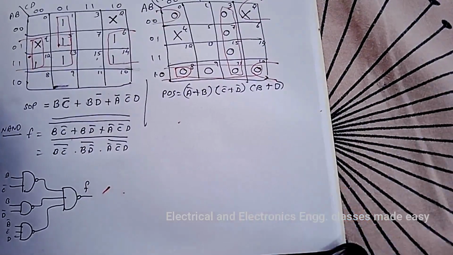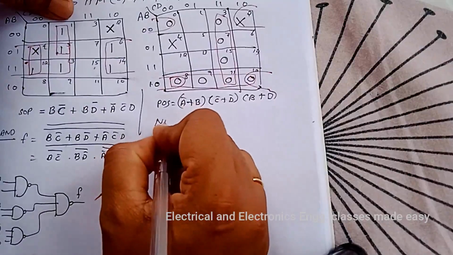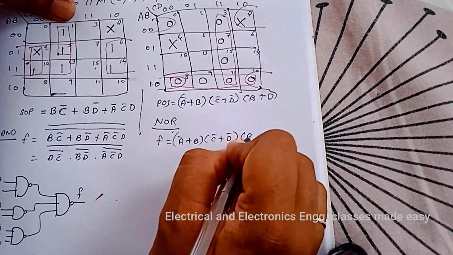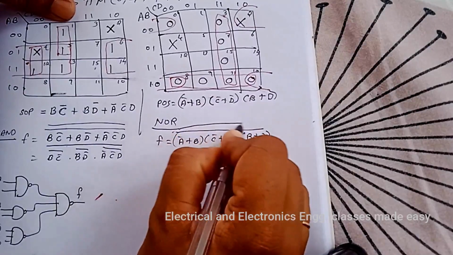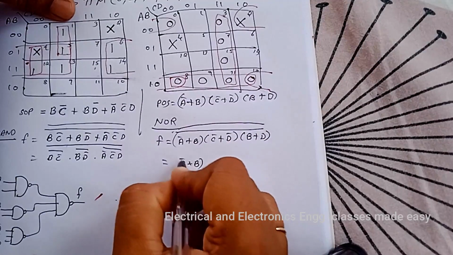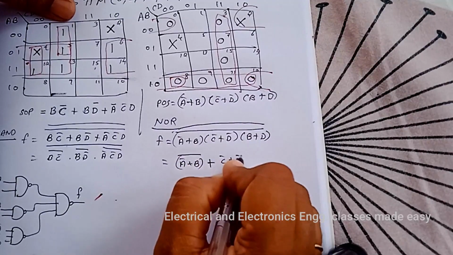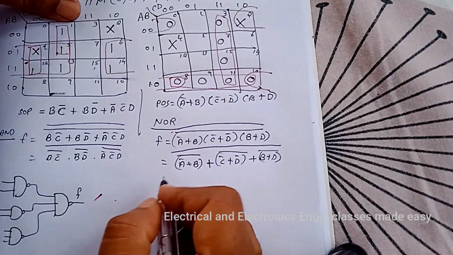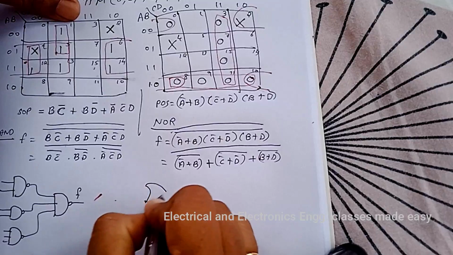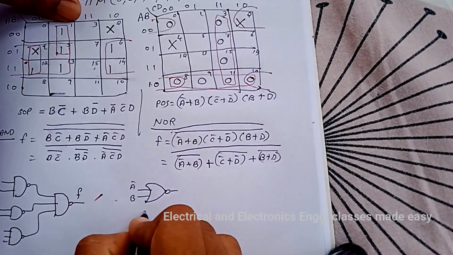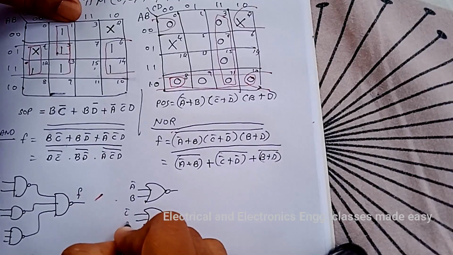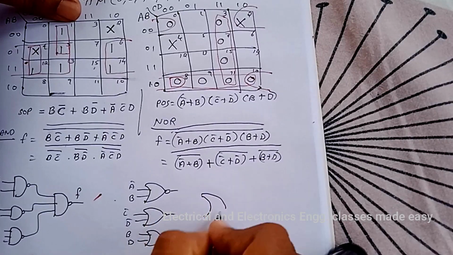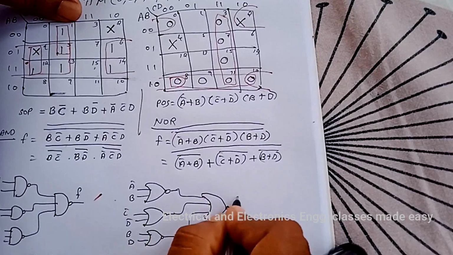And while considering the NOR logic, the output is A bar plus B into C bar plus D bar into B plus D. So put a double bar here and De Morganize. So we will get A bar plus B whole bar plus C bar plus D bar whole bar plus B plus D whole bar, the whole bar. And we can draw the NOR logic: A bar B, C bar D bar, B D, and the output is a 3 input NOR gate. So this is the output.